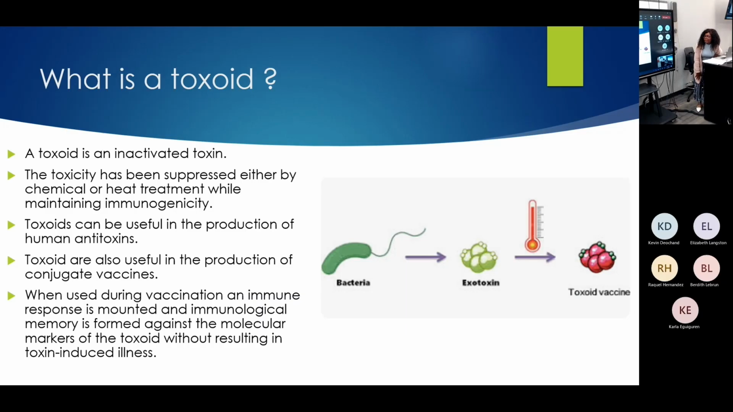So first I want to begin by saying, what is a toxoid? A toxoid is an inactivated toxin. The toxicity has been suppressed either by chemicals or heat treatment while maintaining its immunogenicity. Toxoids can be useful in the production of human antitoxins. Toxoids are useful in the production of conjugate vaccines.